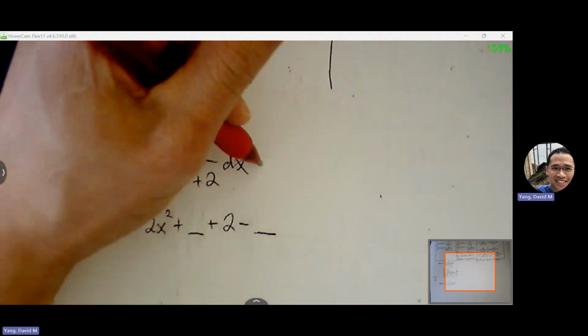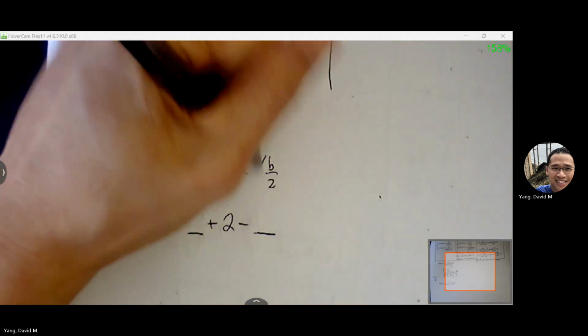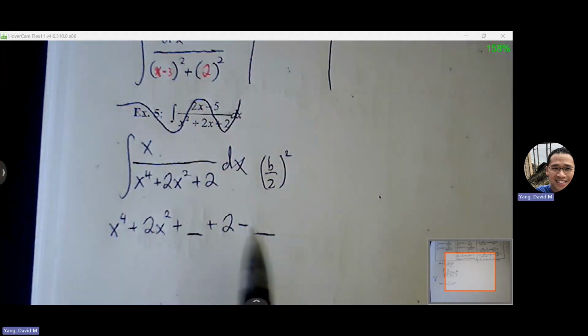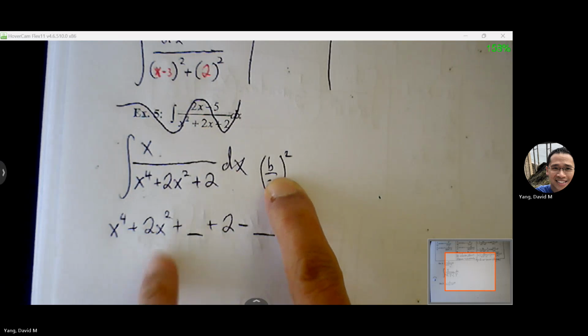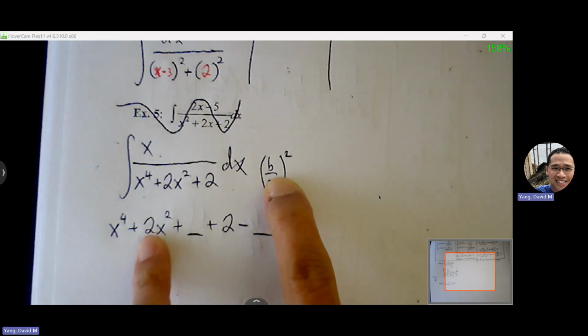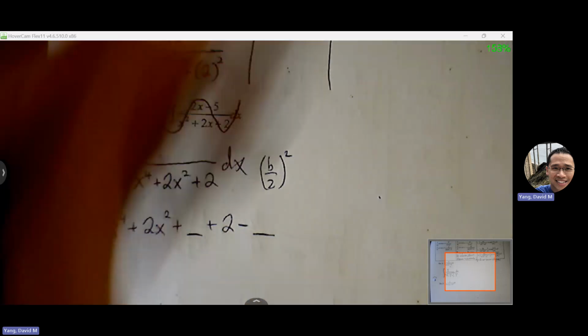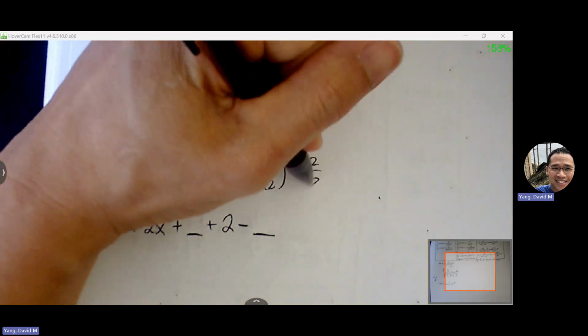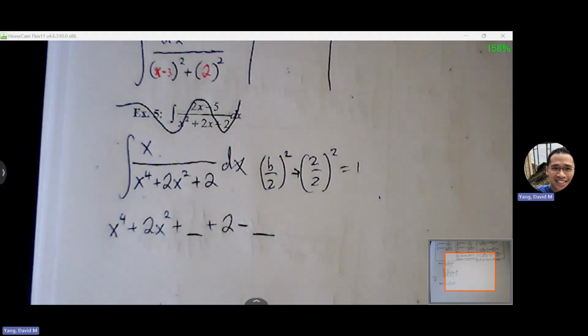All right, b over 2 squared is the formula that tells us how to fill in that space. My b value is what? 2. Yeah, your b is whatever is in front of your x. It's always your a and your b and your c. So this is 2 over 2, which is 1. 1 squared is 1. So we'll fill both sides with 1.